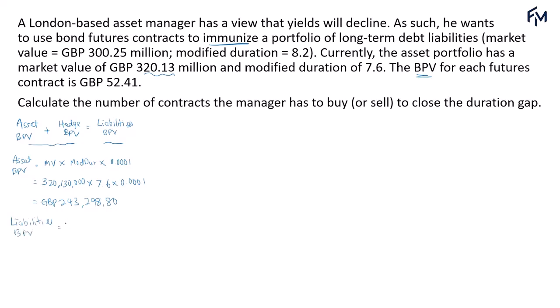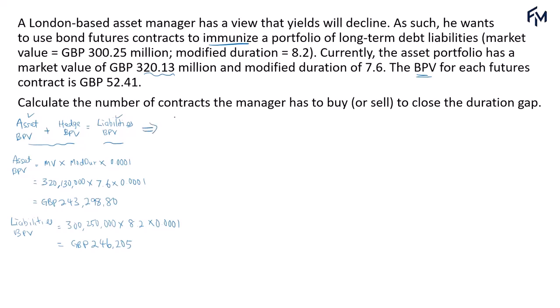Then for the liability BPV, same way, we'll take the market value of the liability. So that's 300.25 million multiplied by the modified duration of 8.2 multiplied by 0.0001. So that will be equal to 246,205. So we are done with these two numbers here. Next we'll calculate the portion for the HBPV.